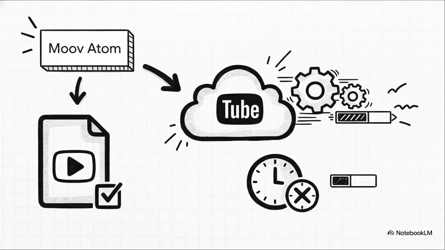Okay, here's the cool part, the tech behind the magic. When you check that web-optimized box, you're moving something called the Move atom. Just think of it as the file's table of contents, right to the very beginning of the file. This lets YouTube read all the file's info instantly and start processing right away. That's why it dramatically cuts down on that frustrating processing time you see after you upload.